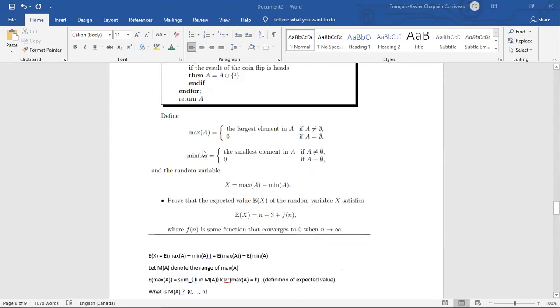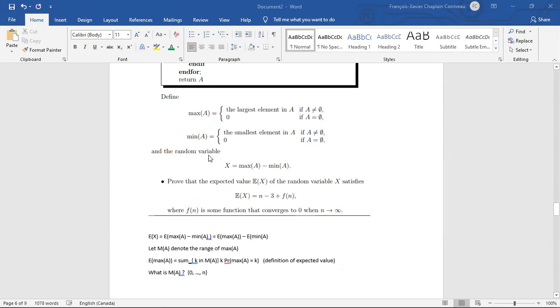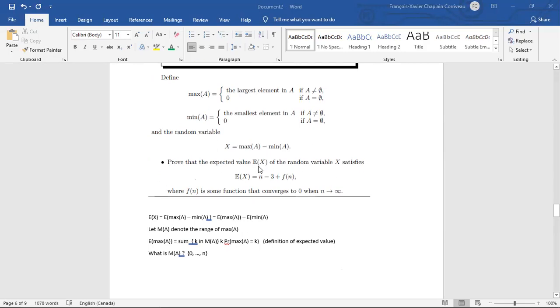Now we define these two variables, the maximum and the minimum of the set that we created. And we consider this random variable, the difference between the maximum and the minimum. We want to compute the expected value. Somehow in our computation, we'll get that. When we simplify this expected value, hopefully this will come out. But for now, let's just focus on finding this expected value.